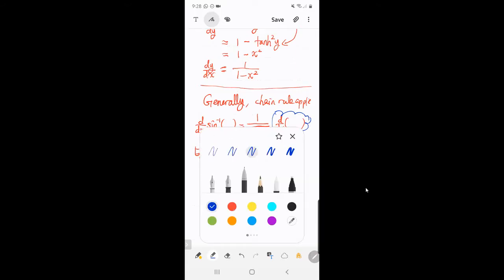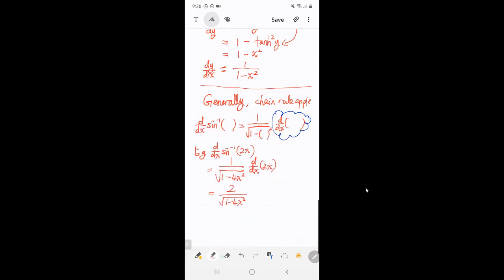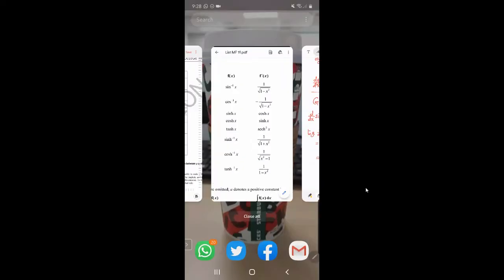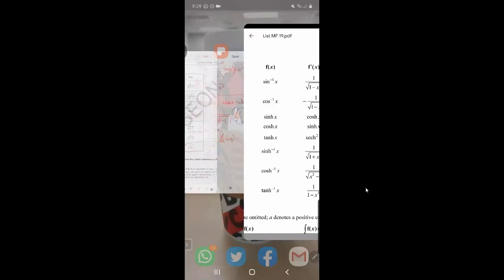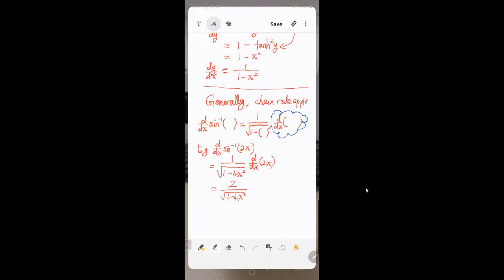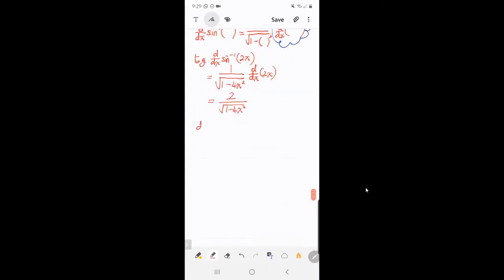So if you refer to formula list 19 again, yeah, let's now look at cos inverse of x. So for cos inverse of x, you have negative 1 over square root of 1 minus x squared. Now what happened is, if I am not asking you to differentiate cos inverse x, I ask you to differentiate cos inverse of a bracket. So let's say I ask for, I change color.